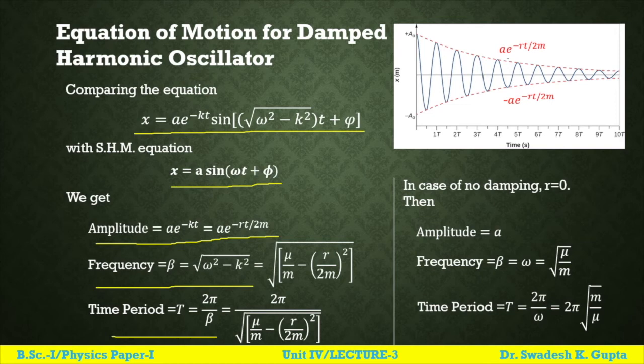So in this case, what will happen? The amplitude of the harmonic motion will decrease with time and decay exponentially. Now if we put the damping constant equal to 0, then what will happen? The amplitude will become A, and the frequency and the time period will be the same as we have done for the simple harmonic motion.